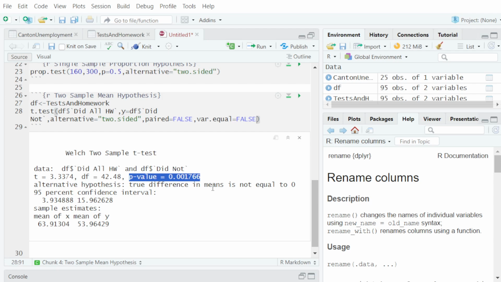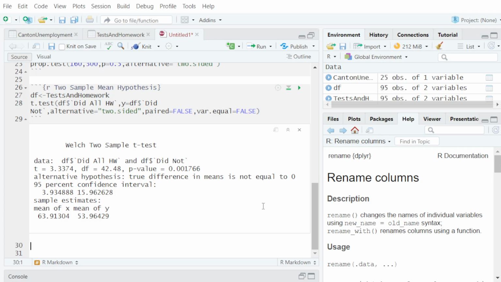Now, which direction does that go? Well, the hypothesis test in itself doesn't tell us, but we can just look at the means. It looks like the mean for x, those that did all the homework, the first thing that I put in, was higher than the mean for y, those that did not do all the homework. And on average there's about a 10-point difference. I think most people would say that practically that is a significant difference. And it is also statistically a significant difference, as shown by the very low p-value, less than 0.05.